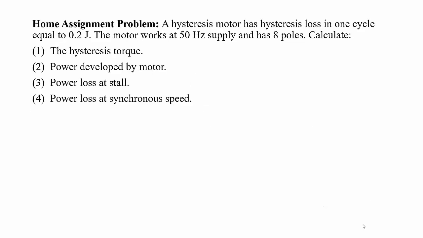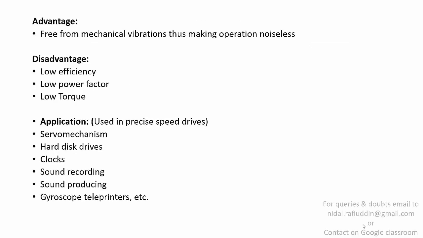Now here is a home assignment problem. A hysteresis motor has hysteresis loss in one cycle equal to 0.2 joules. The motor works at a 50 Hz supply and has 8 poles. Calculate the hysteresis torque, power developed by the motor, power loss at stall, and power loss at synchronous speed.